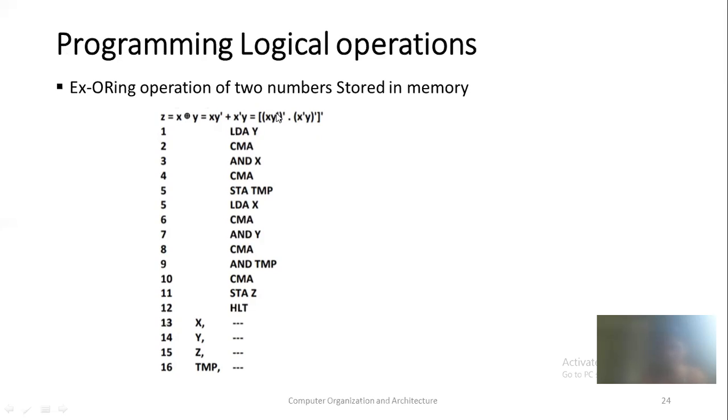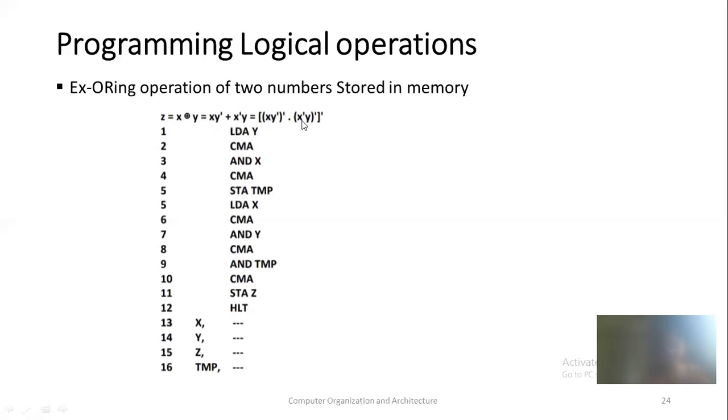For that you first load the number Y. We load the number from location Y, then complement it, CMA will give you Y dash. Then AND with X, AND X will give you the XY dash result. Then complementing this, CMA, gives you XY dash whole dash. Now this operation is done. You store this to a temporary location so you can do the second operation. So STA TMP will store this result to the temporary location.